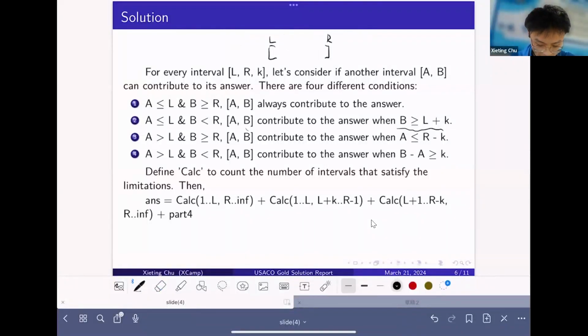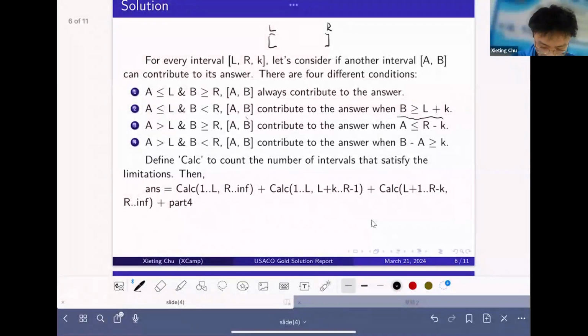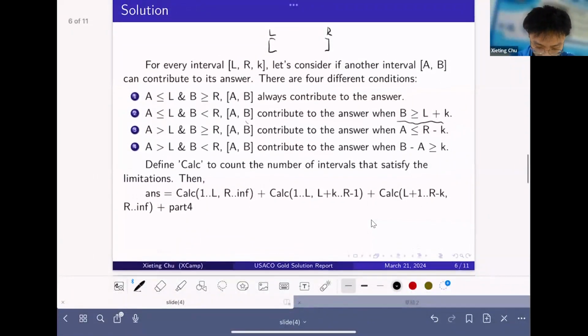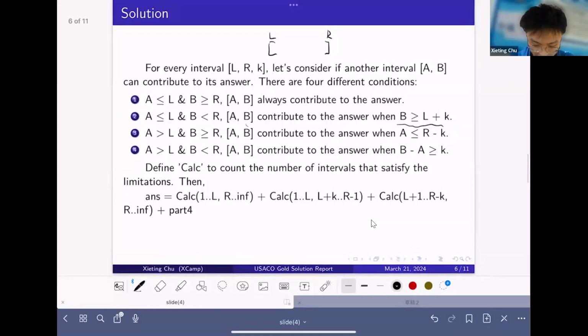If we sum them up, and define calc to count the number of intervals that satisfy the limitation where the L positions are in the first part and R positions are in the second part, then we can write down the formula of the answer: calc 1 dot L R to infinity, plus calc 1 dot L plus K to R minus 1, and so on.